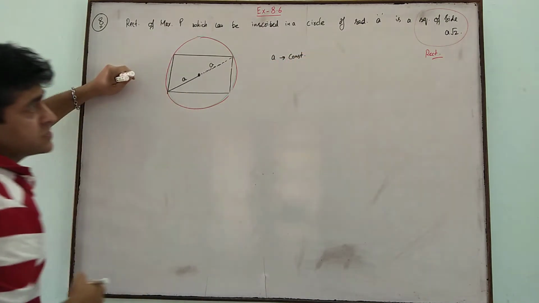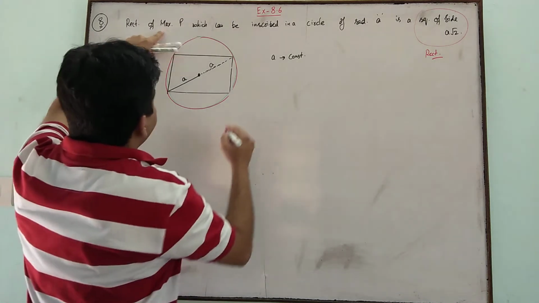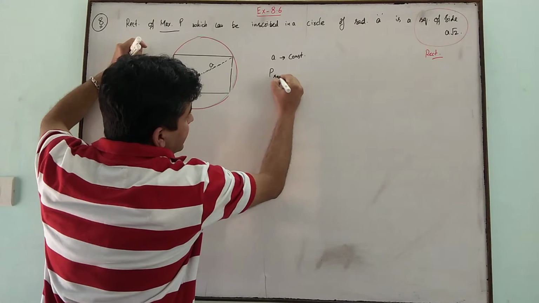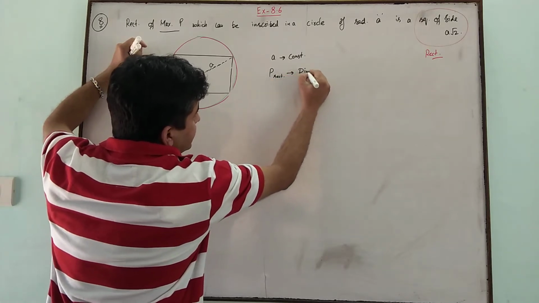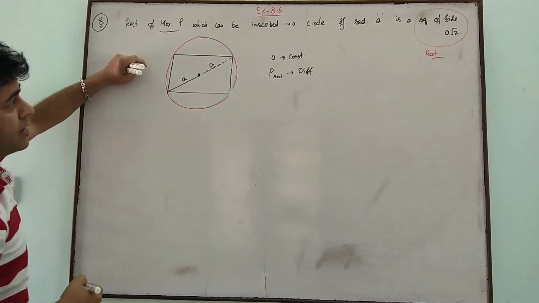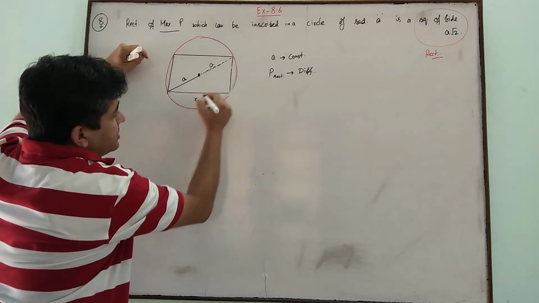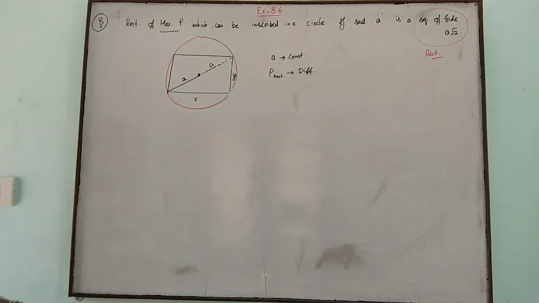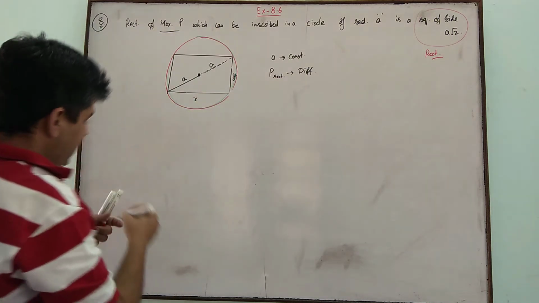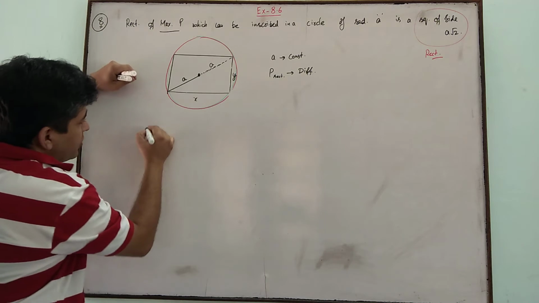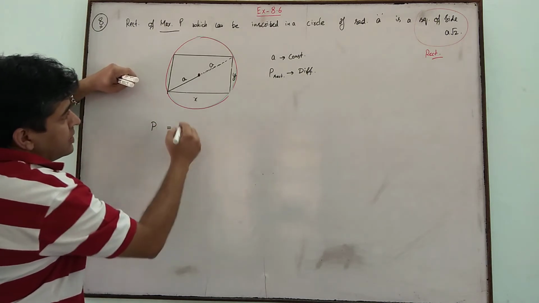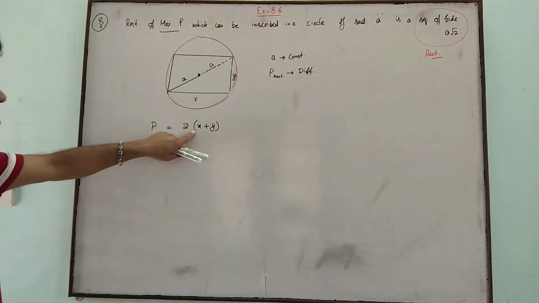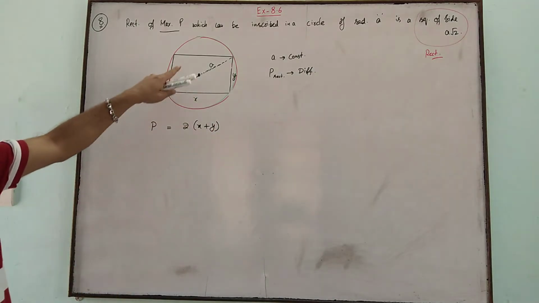So now the question is: the radius is given, so it is constant. The perimeter is to be maximized, so we need to differentiate the perimeter of the rectangle. Let us say the length and breadth of the rectangle are x and y. So the perimeter of the rectangle will be twice of x plus y. Now we need to convert it into a single variable.